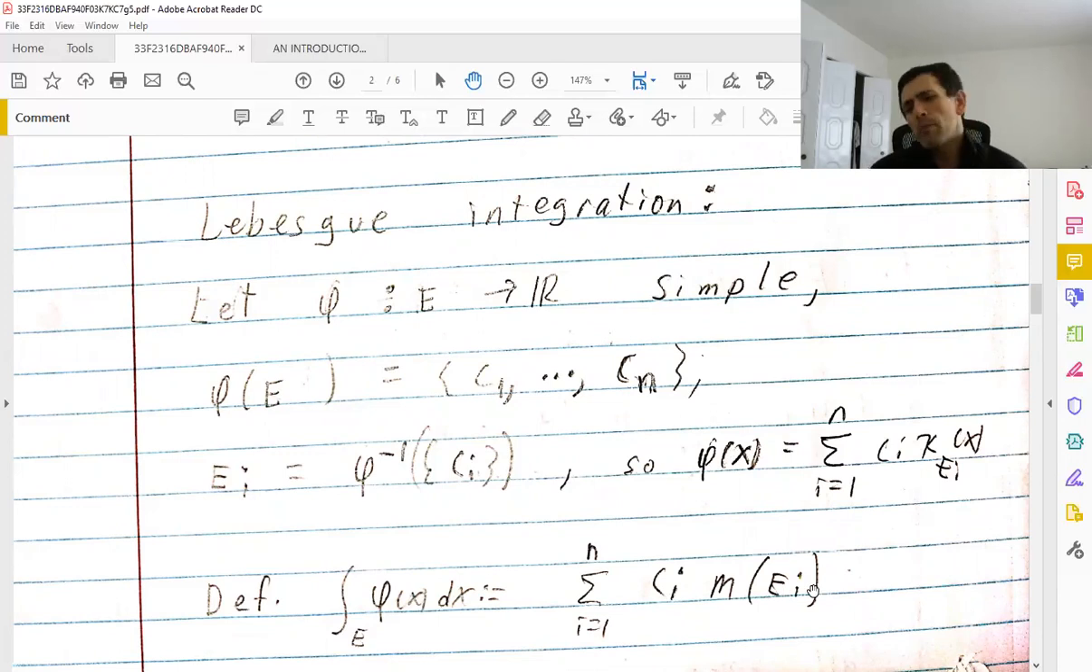Okay, and remember this is basically what the Riemann integral of a step function was. So from this perspective, again, like we did before, this is not much different than Riemann integration of step functions. Simple functions are just more general than step functions.